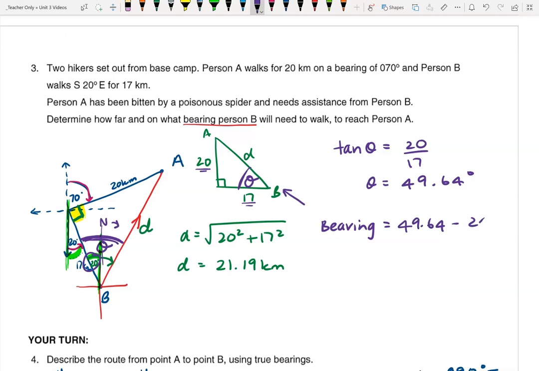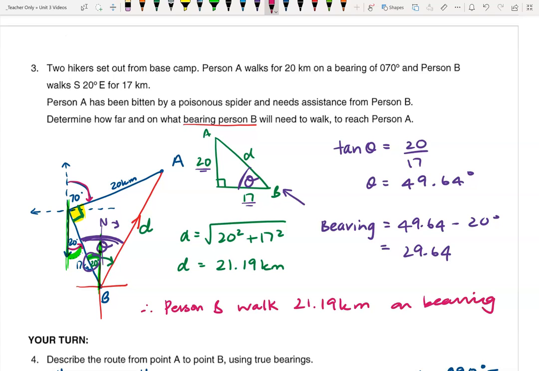So theta, take 20 degrees. So we're going to get 29.64. Because this is a word problem in a context, we need to state our answer. So person B will walk 21.19 kilometers on a bearing of, three digits for a bearing, 029.64 degrees true, or we can say 030 degrees true to the nearest degree to person A.